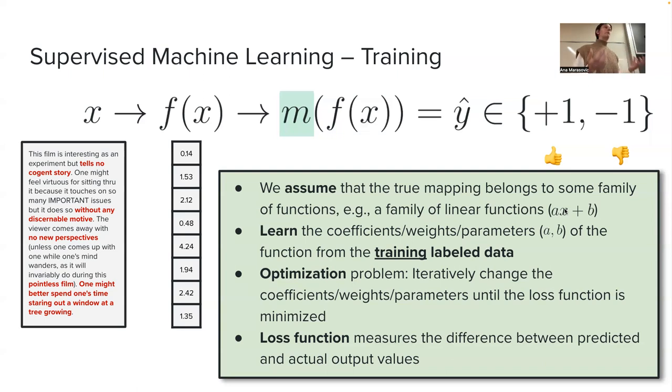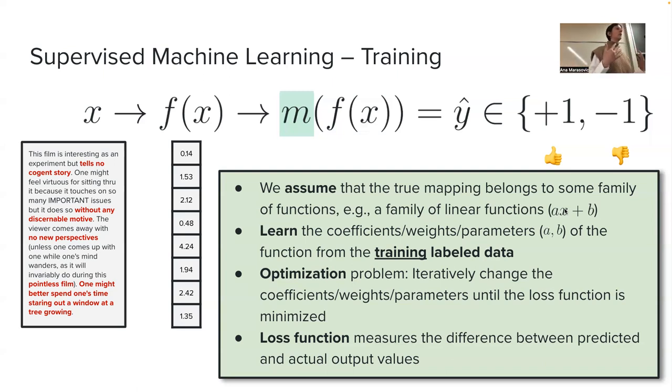So the problem of supervised machine learning is learning these weights, these coefficients. And we are going to learn that from some existing labeled examples. We are going to use two splits of the data. One split is going to be called the training data set. That's the data we are going to use to find appropriate coefficients, weights, parameters a and b. And we are going to approach this as an optimization problem.